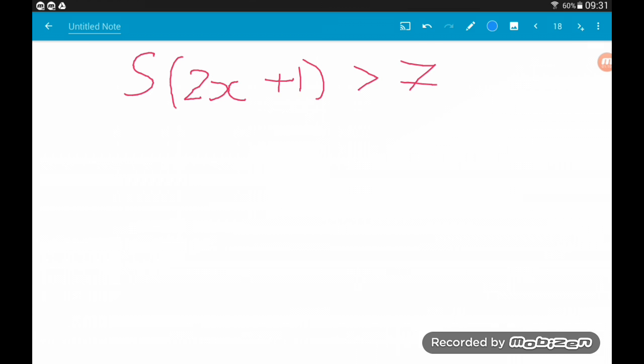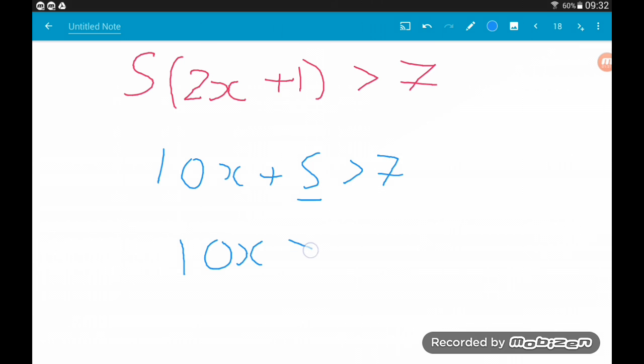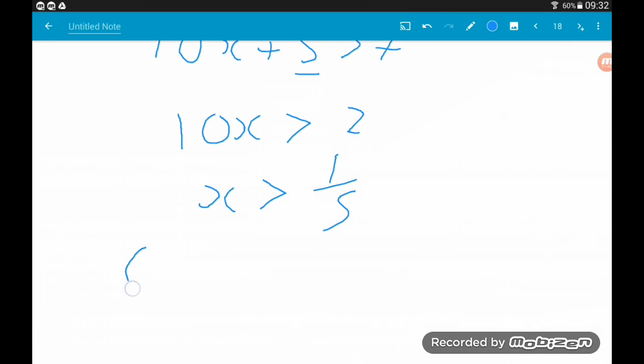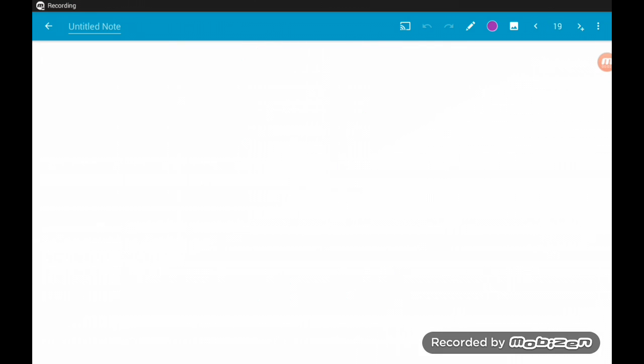Okay, next example. 5 lots of 2x plus 1 is greater than 7. Expand the brackets. 10x plus 5 is greater than 7. Take away the 5, so 10x is greater than 2, divide by 10, x then is greater than 1/5. Or in set notation, x is such that x is greater than 1/5. Good times. Okay, hopefully you're alright with all of these so far then.